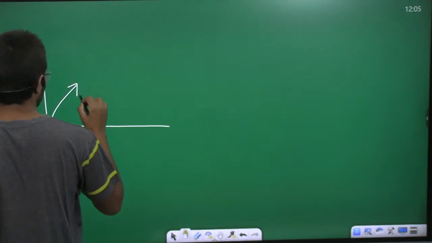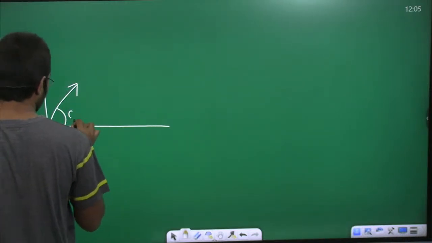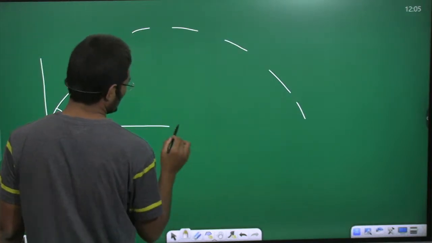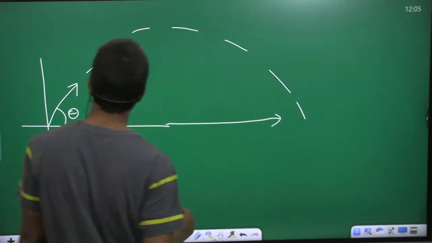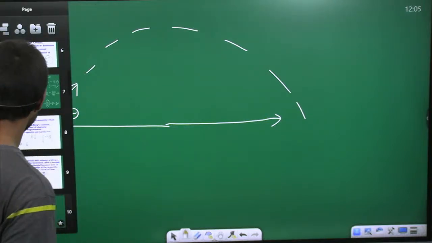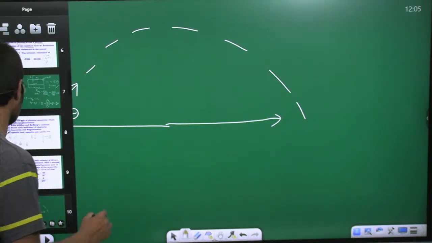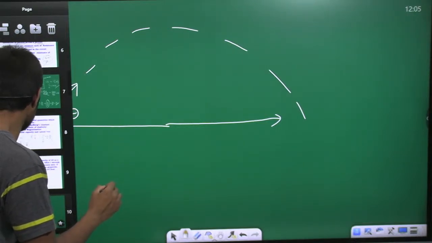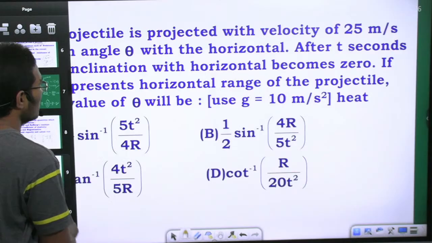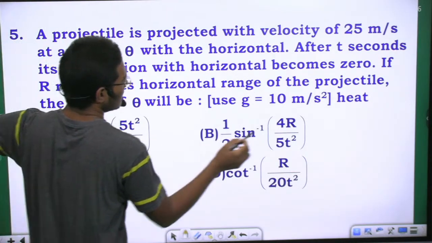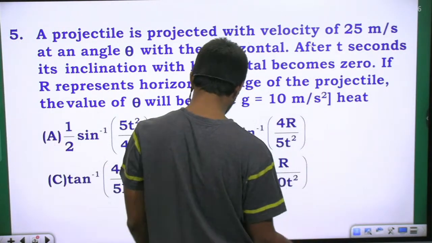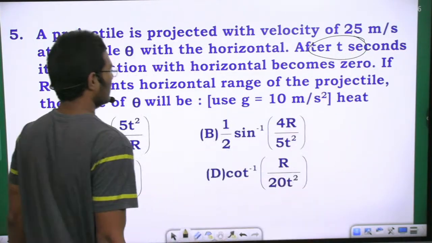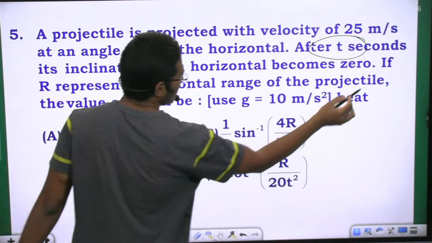See, a projectile is projected with an angle theta. So its path will be something this way, right? So the question says that the projectile is projected with a velocity of 25 meters per second at an angle of theta with horizontal. After t seconds, its inclination with horizontal becomes 0.